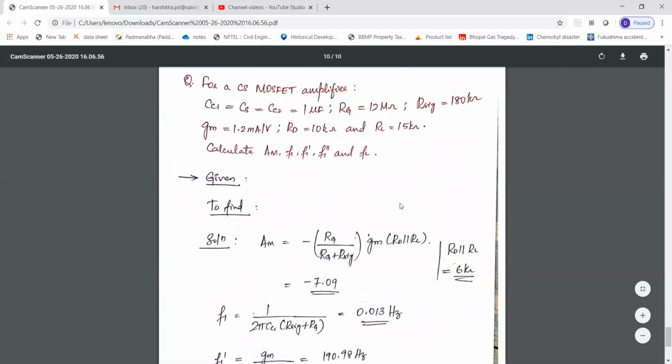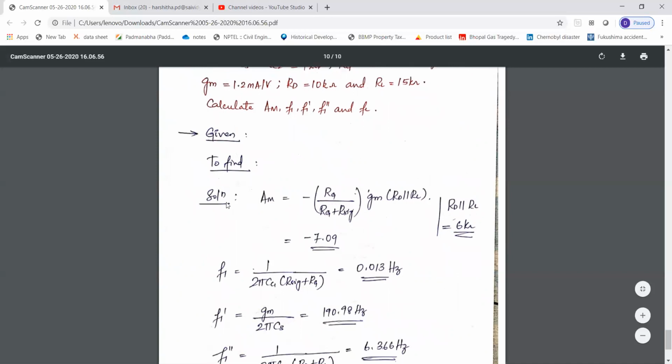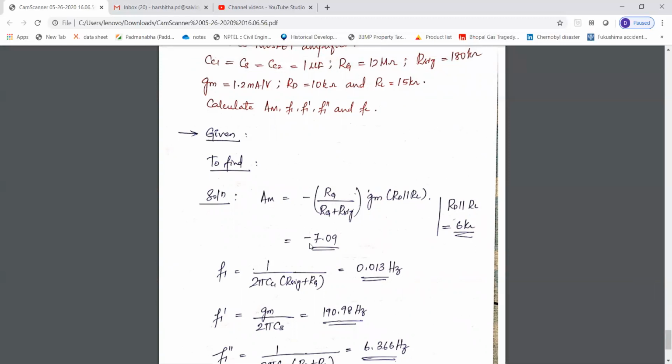Next, we have a problem on this, wherein the coupling capacitors CC1 and CC2 are equal to 1 microfarad, RG is equal to 12 mega ohm, R signal is equal to 180 kilo ohm, and Gm, RD and RL are also given. We need to find AM, that is the midband gain, F1, F1 dash, F1 double dash, and FL. For AM, we know the equation, minus RG by RG plus R signal into the midband gain formula. By substituting all the parameters, we find that AM is equal to minus 7.09.